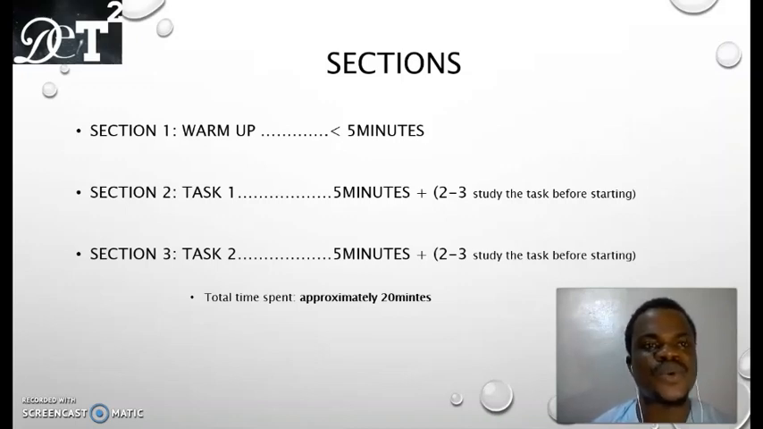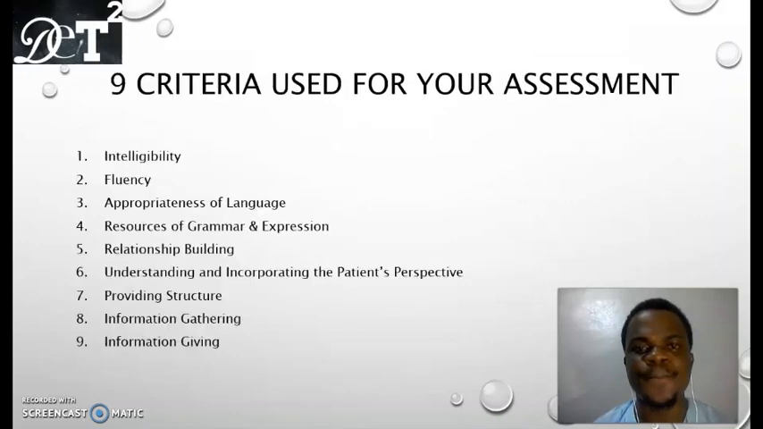But for you to know what you are expected to do, you have to understand the criteria that is used to grade you. So there are actually 9 criteria, and these 9 criteria are grouped into 2. You have the linguistic criteria and the clinical criteria. For the linguistic criteria, that's where you have intelligibility. Intelligibility just means how clear is your communication. Can the person you are talking to understand you very well?